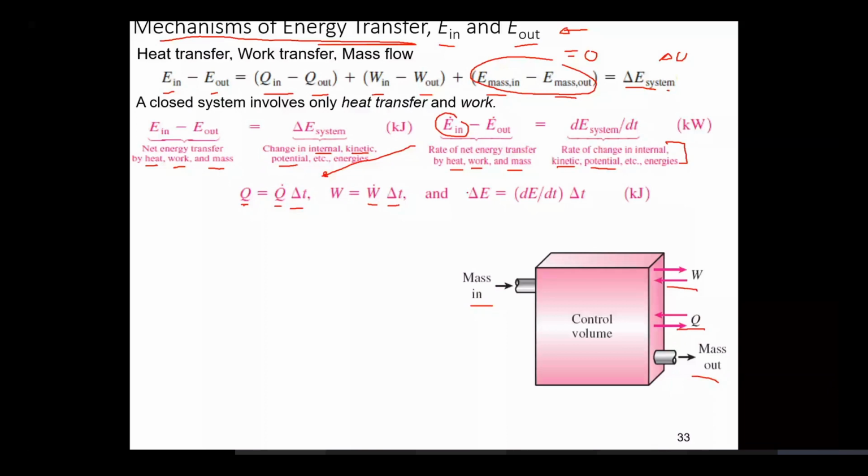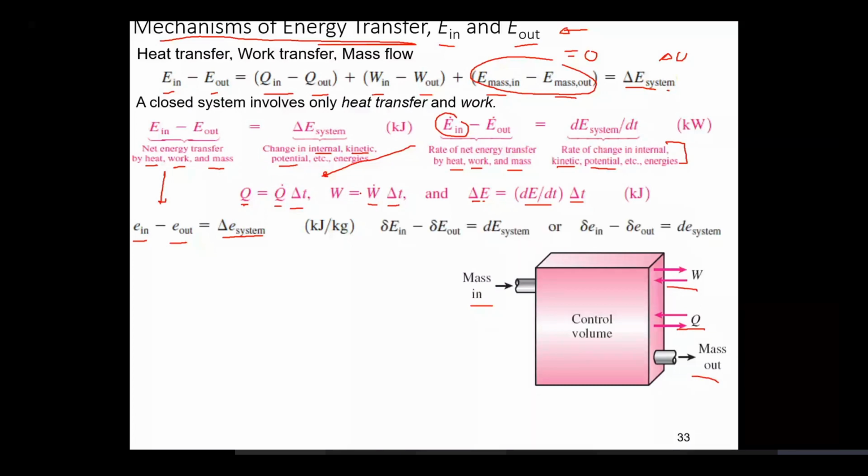Moving on, you can also express the same equation in terms of per unit mass, or specific form. That is, energy per unit mass flowing into the system minus energy per unit mass flowing out of the system is equivalent to the energy change of the system per unit mass. Clear enough? Yes, sir. Okay. And then there is another form, which is the differential form.